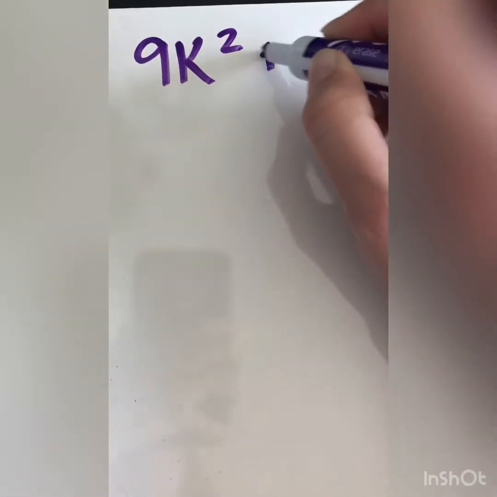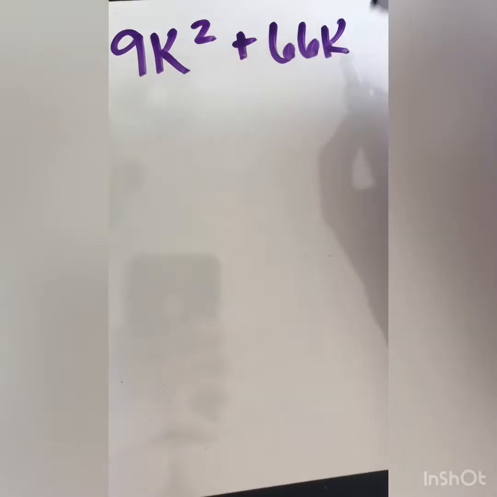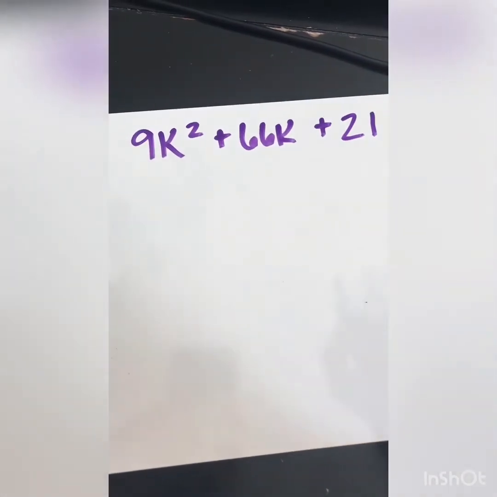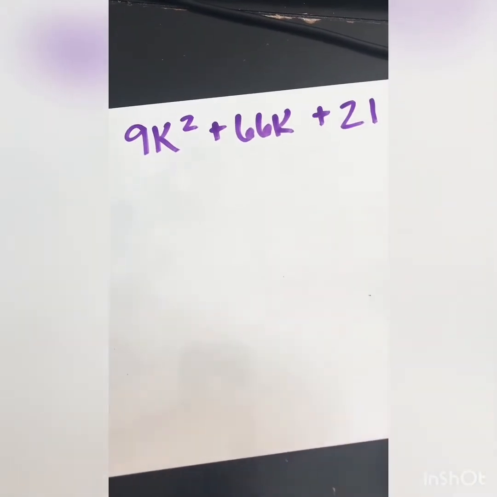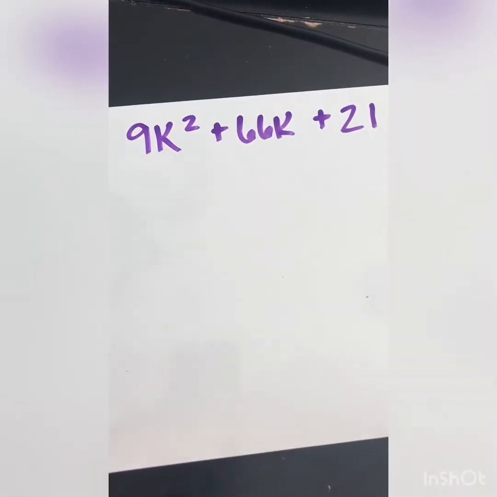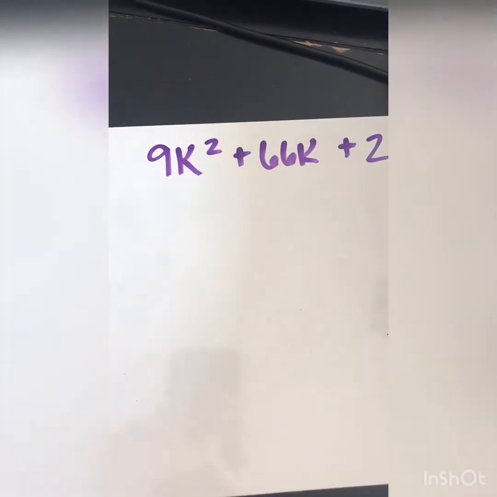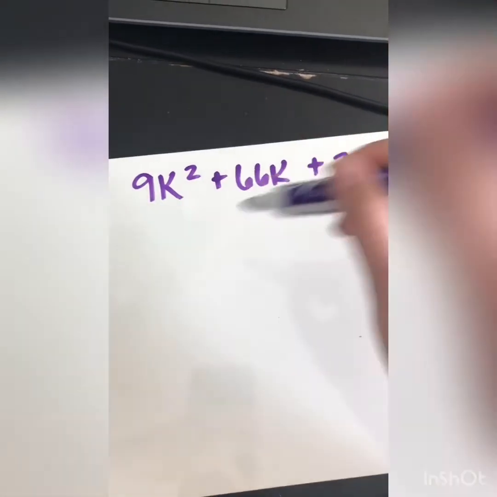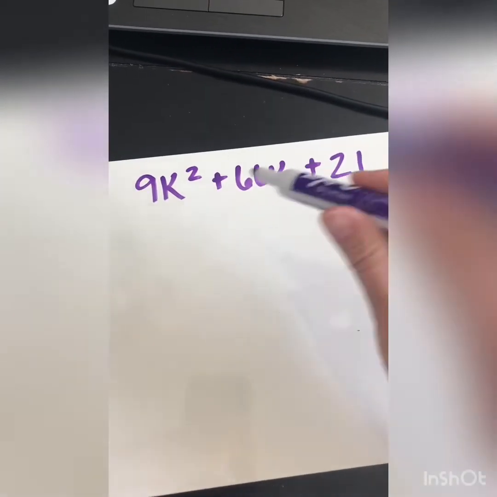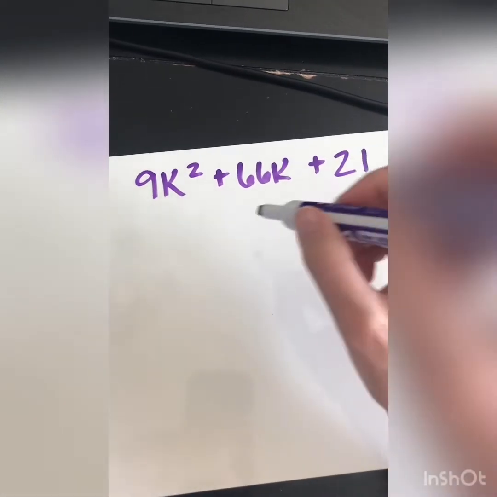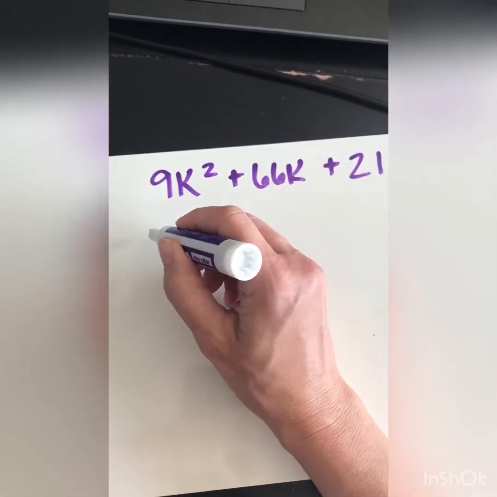Right, I'm going to do one more example here. I've got 9k squared plus 66k plus 21. All right, and once again, I'm going to see if I can divide out a greatest common factor. I just use my calculator a lot of the times and divide numbers out that I can see they have in common. You can factor these down and see which ones they have in common. And I found out that they all have a 3 in common.